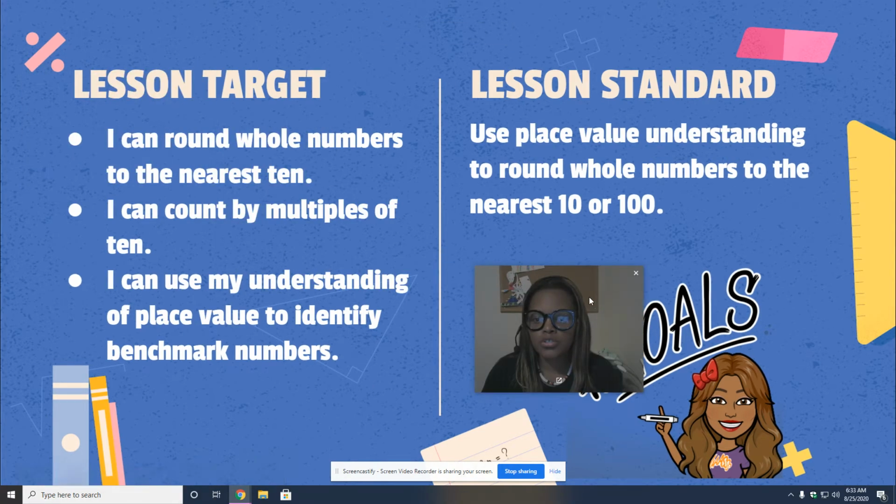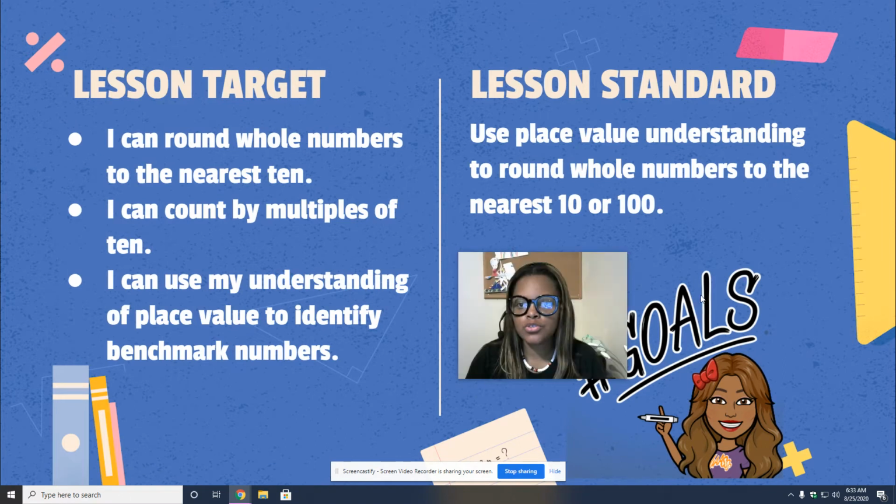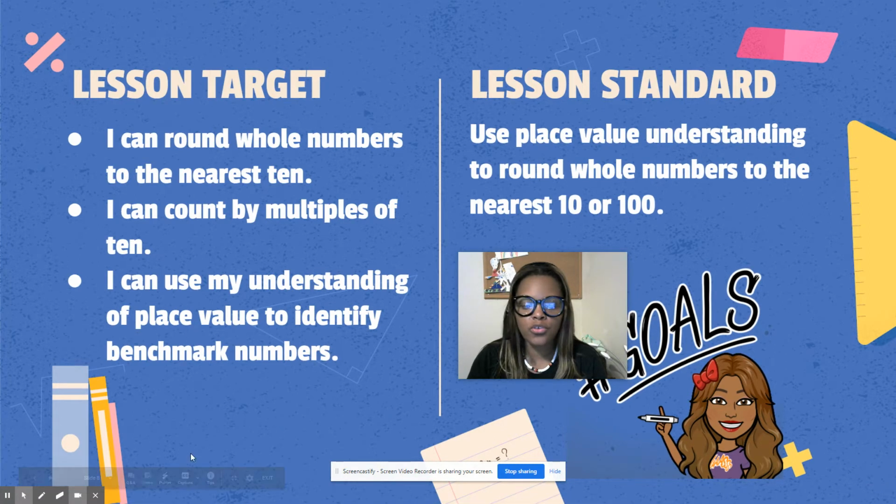Very quickly, we're going to jump straight into our lesson standard, which uses place value to round whole numbers to the nearest 10 or 100. And then our lesson target is to round whole numbers to the nearest 10, and then count by multiples of 10, which is jumps or skip counting, and then use the understanding of place value to identify benchmarks. But this time, we're going to talk about the hundreds. Don't worry, I'm right here with you, okay?